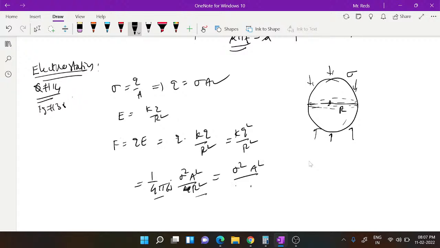So it becomes sigma square A square by epsilon naught into 4 pi R square. Here 4 pi R square is the surface area.